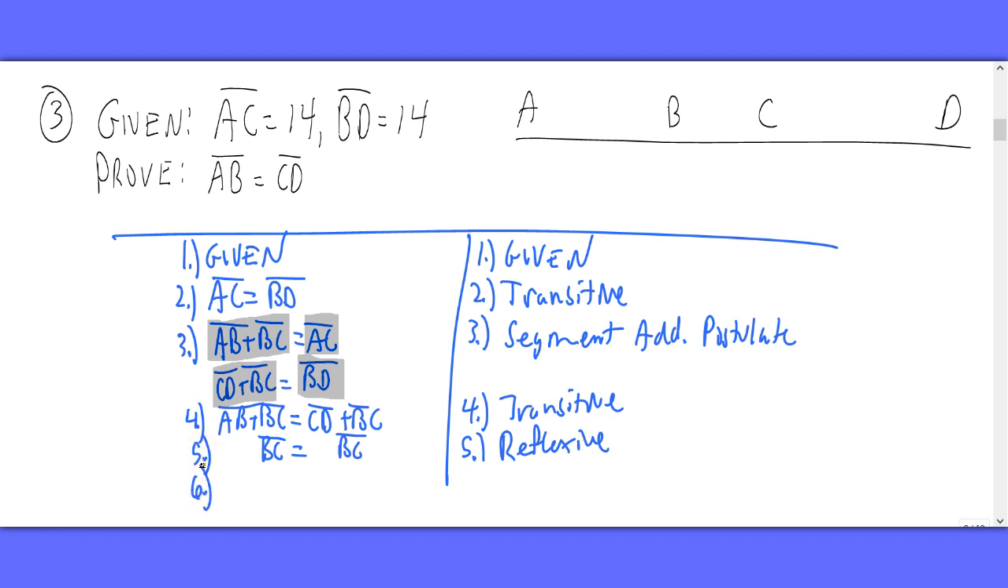More importantly, the reason that we want to say that is because then we're going to take step number 4, subtract step number 5 away from it. So if I subtract BC from the left side of the step number 4 equation, I'm left with AB. Subtract BC from the right, and we have CD. So our reason is the subtraction property. And we subtracted steps 4 and 5, so we'll put those in parentheses. And this is what we were trying to prove, AB equals CD.